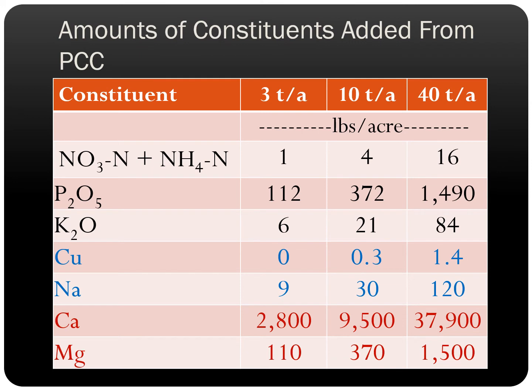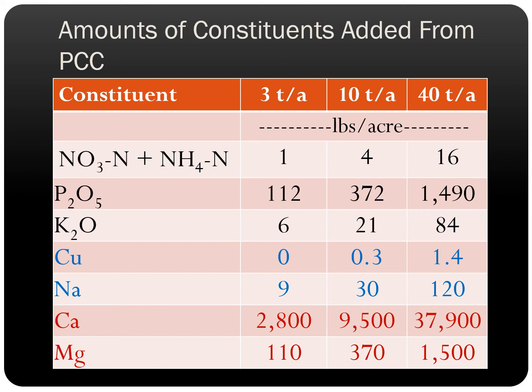So this shows you the amount of the different constituents that we showed earlier with the 3, 10, and 40 ton per acre application rates. Little to no available nitrogen in this material, so the application rates were very low. However, we applied a lot of phosphorus, from 112 all the way up to almost 1,500 pounds per acre of P2O5.